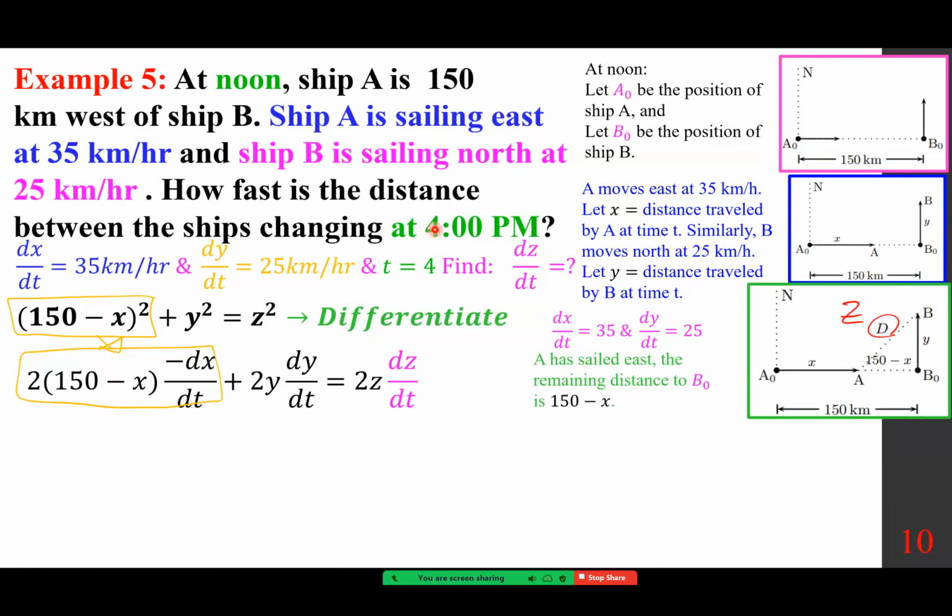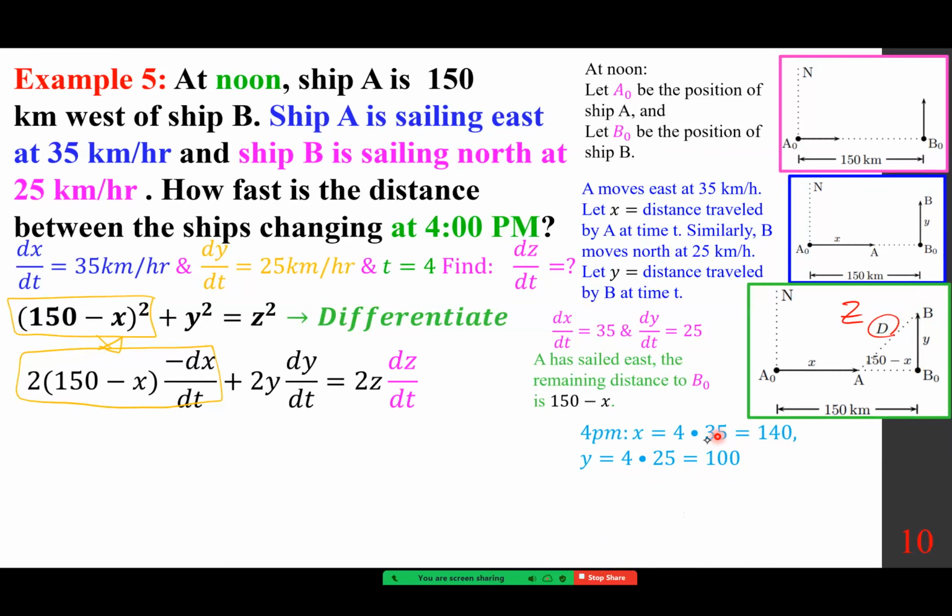So this distance, everybody, is 4 times whatever the speed is. This distance is 4 times whatever the speed is. Okay, so for x, we use the dx/dt, so 4 times 35. And for y, we use the dy/dt, 4 times 25. So x is 140 kilometers and y is 100 kilometers. Simply because of d equals rt, right? Distance equals rate times time, because that's the average speed.